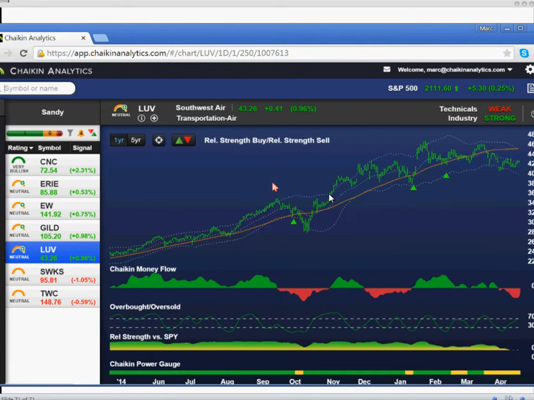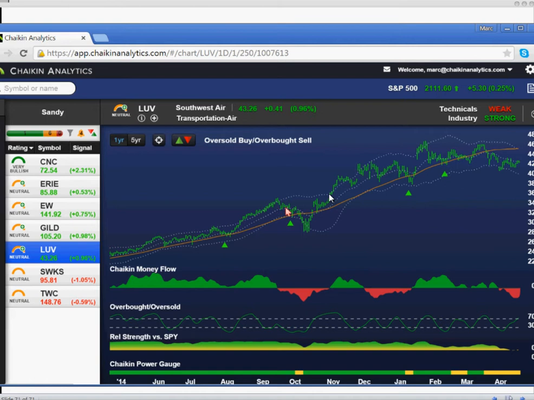So here is Southwest Air. It was a very, very bullish stock all through 2014. There are relative strength buy signals. Here are the oversold buy signals. And I think as an options trader, you got 3 out of 4 winning trades here. Two of them are just mammoth.